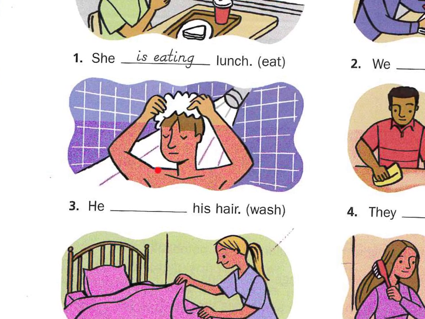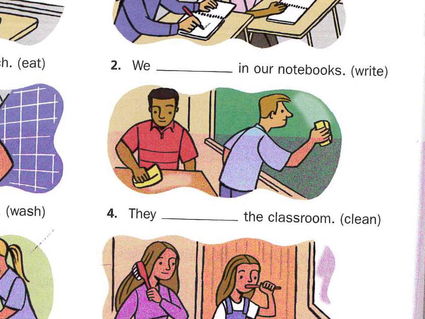What is he doing? He is washing his hair. So we just add ing. What is he doing? He is washing his hair. What are they doing? They are cleaning the classroom. What are they doing? They are cleaning the classroom.